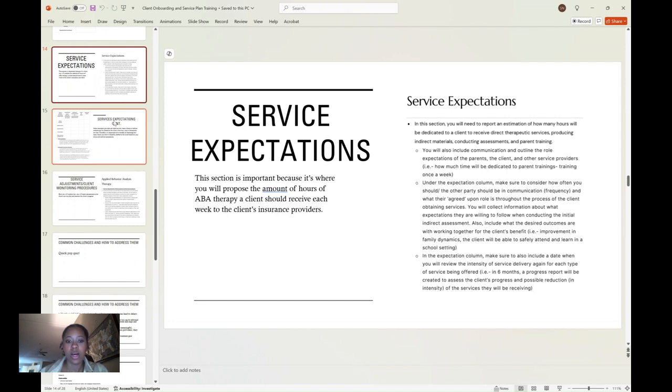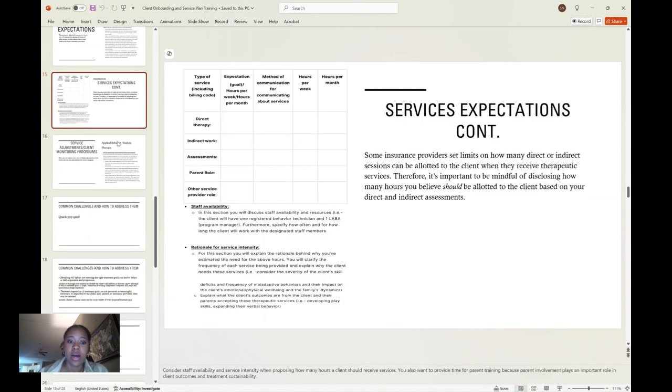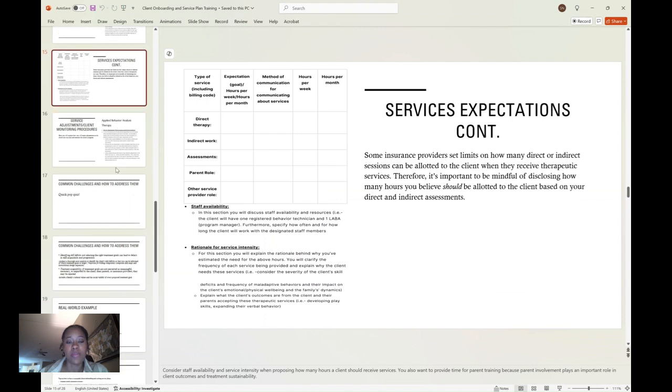And for the service expectations, you want to make sure that you are proposing the appropriate amount of hours of ABA therapy that you believe your client should receive each week to the client's insurance providers. And you want to include as a part of that any parent training that you're doing, which will be important because parent involvement plays a very important role in client outcomes and treatment sustainability.